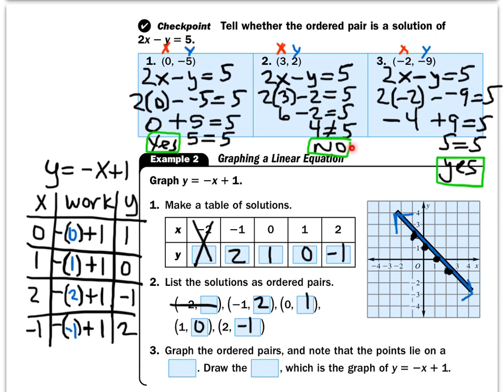So this means no, (3, 2) is not a solution to that equation. Okay, take a look at number 3. Again, write the original equation they gave us: 2x minus y equals 5.